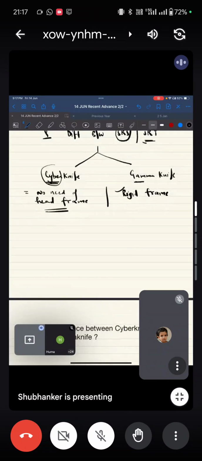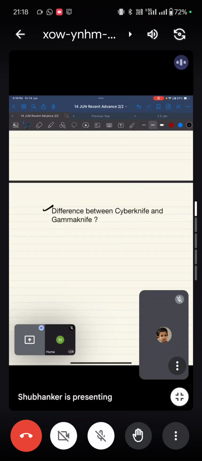And the second thing is, since the CyberKnife is more precise, it is used in intracranial as well as spine tumors also, whereas this one is only for intracranial. This is old, so it is used only for intracranial. Okay, and one more thing, the difference between CyberKnife and Gamma Knife, I'll mention it.